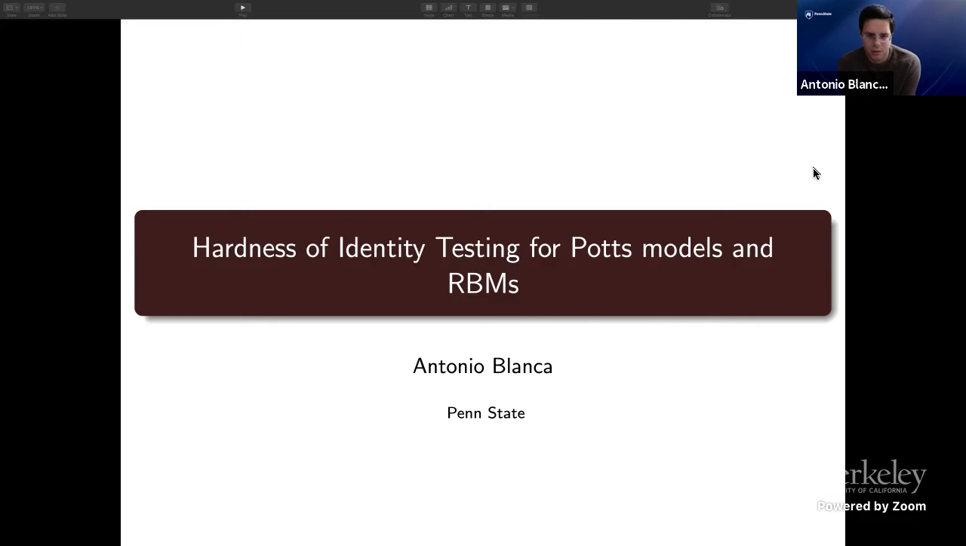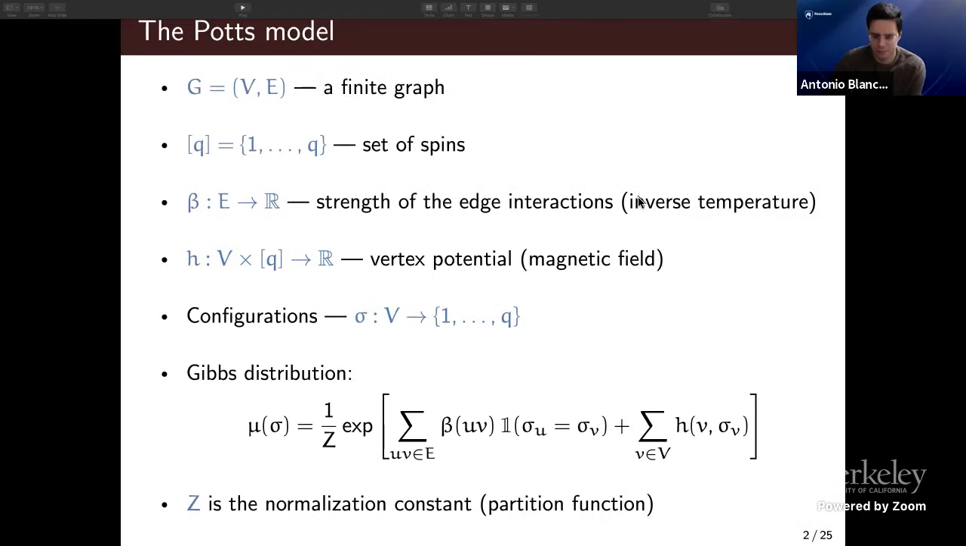So yes, I'm going to talk about the computational complexity of identity testing in the context of spin systems, and in particular for the Potts model and RBMs, so restricted Boltzmann machines. Okay, so the Potts model was at least defined in an earlier talk for one of the special cases. But let's go through this slightly more general definition.